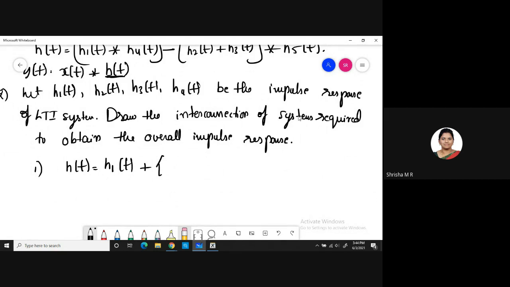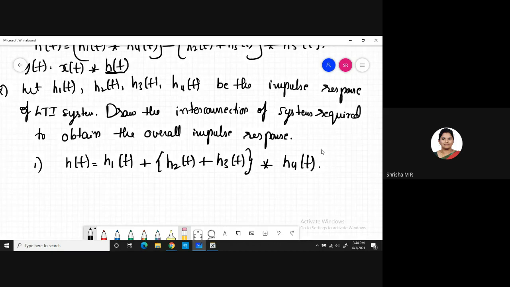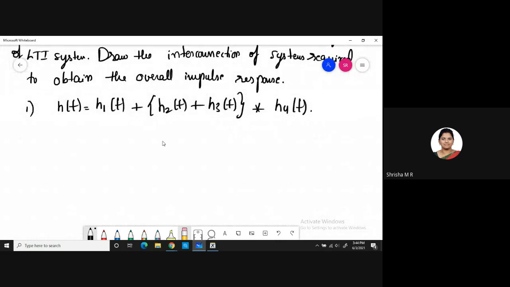So h of t is equal to h1 of t plus h2 of t plus h3 of t convolved with h4 of t. So try drawing the interconnection of systems for this one. I'll show one and I'll give you two more. You try it by yourself. We have to take x of t for this. So we have h1 of t parallel to h2 of t parallel to h3 of t, convolved with h4 of t. Let us see how it will be.